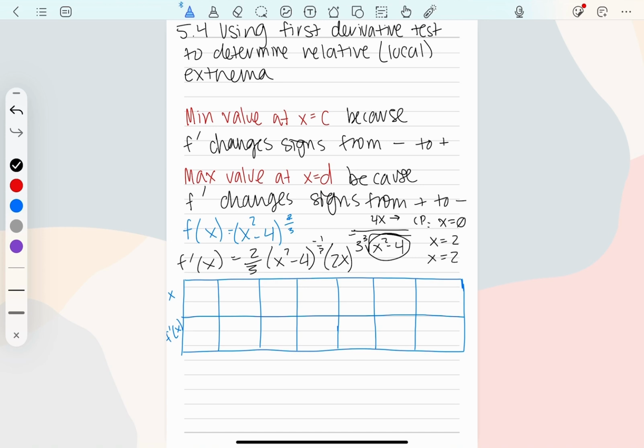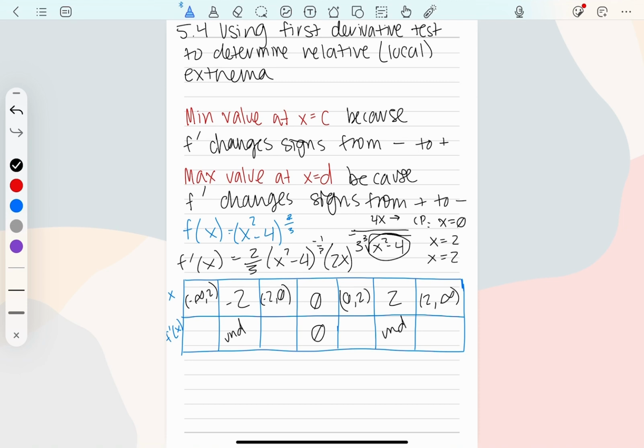Now we're going to put all of this in a chart to see if the signs change or not, and we can see from there if there's a min or a max. So we're going to put our points in, negative 2, 0, 2. These are undefined. And here, this would just be 0. We're going to put our intervals, negative infinity to negative 2, negative 2 to 0, 0 to 2, and 2 to infinity.